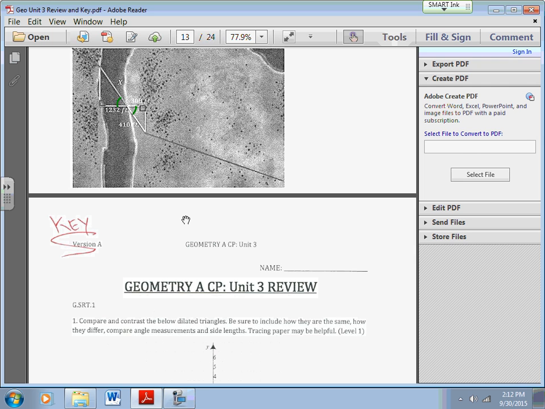So, the majority of them are asking you for the scale factor. Is it an enlargement or is it a reduction? Check if the triangles are similar. Tell me, is it angle angle, or is it side angle side? Side side side. Okay. So number one is asking you, is it a reduction or an enlargement? And then what's the scale factor?